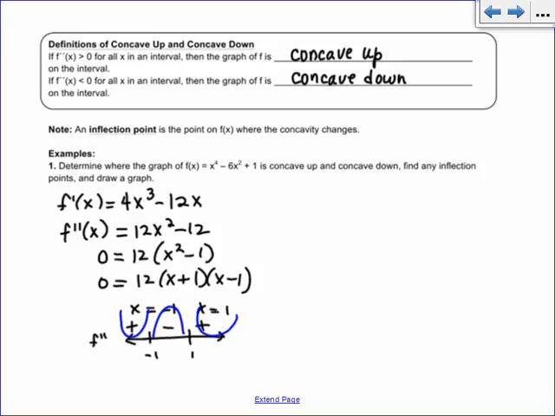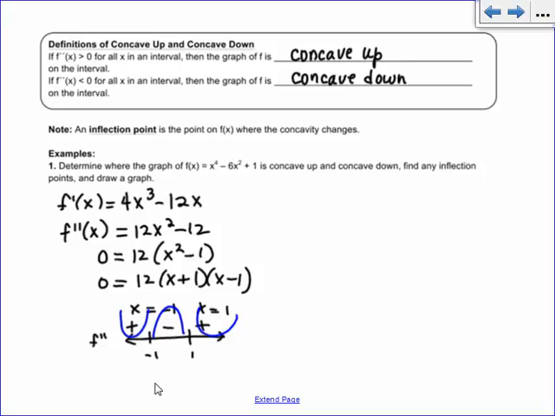Now think about the original function, f of x equals x to the 4th minus 6x squared plus 1. What do we think that shape is? What does it look like when you graph it? X to the 4th minus x squared. Okay, it's like a W shape. Does this make sense based on our up, down, up thing? Yeah, it does. Up, down, up, right? So far we're good. So always kind of check yourself based on the original.